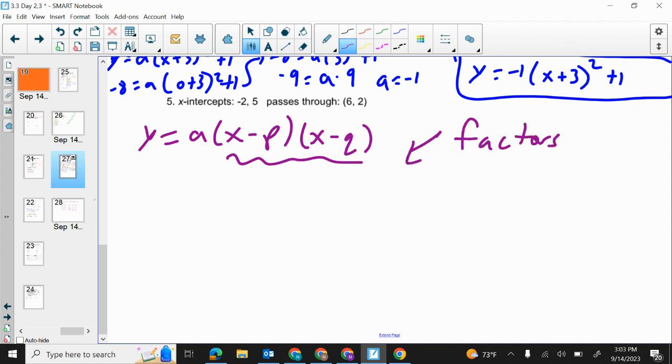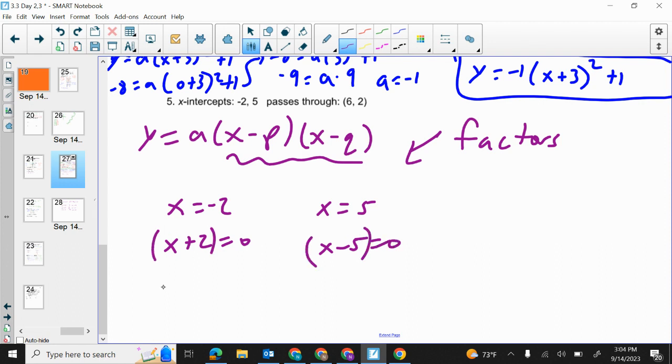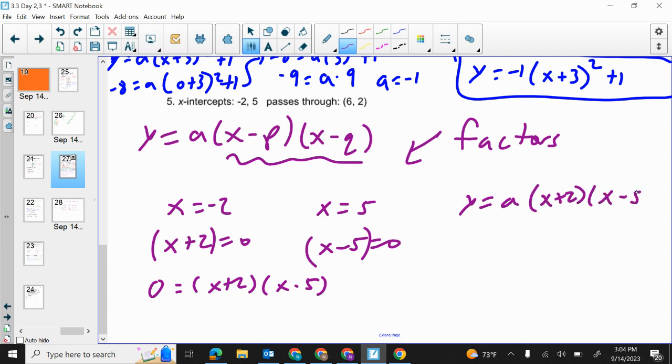Okay. So if I have x-intercepts of negative 2 and 5, that means x equals negative 2 and x equals 5. To get my factors, this is x plus 2 equals 0 and x minus 5 equals 0. I'm kind of going backwards in the factoring process. So 0 equals (x plus 2)(x minus 5). Those are my factors. So for my general equation, I have y equals a(x plus 2)(x minus 5), since I don't know my a yet.